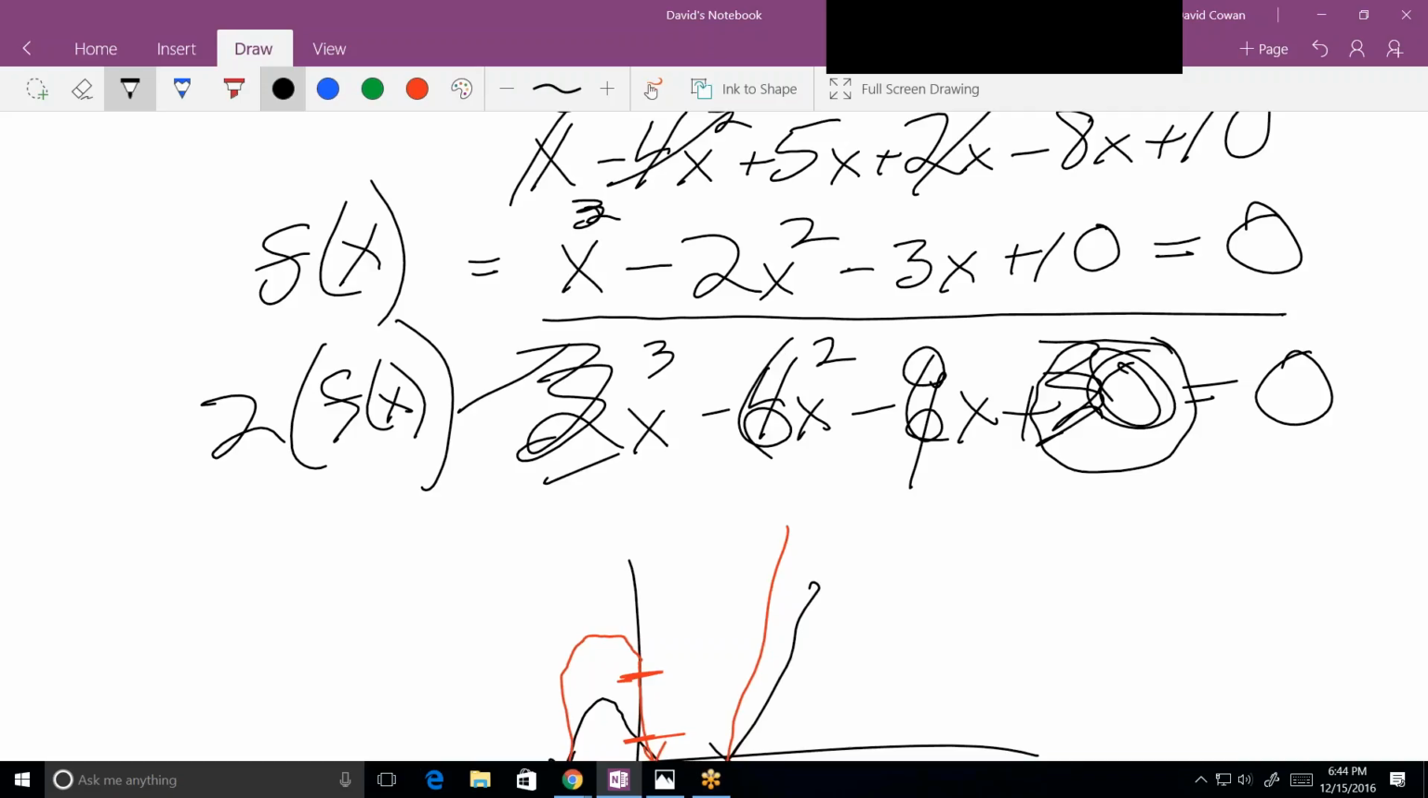And it all depends on that last condition that they tell you. They'll either tell you the y-intercept has to be 20 or 30, or they'll tell you the leading coefficient has to be 2 or 3 or 4, and then you take the polynomial you came up with and you multiply it in order to accomplish what they've asked you for.